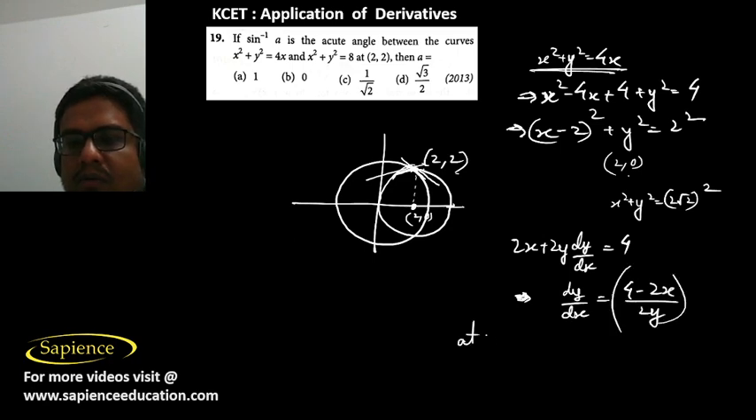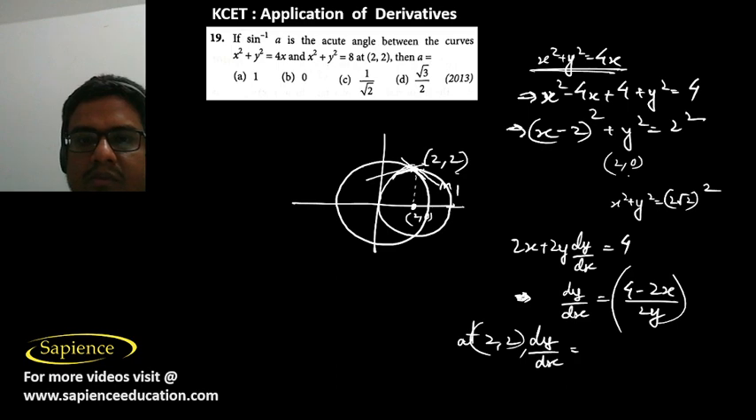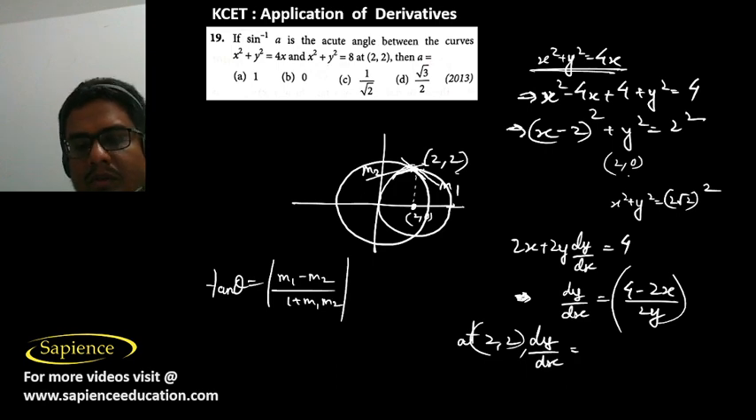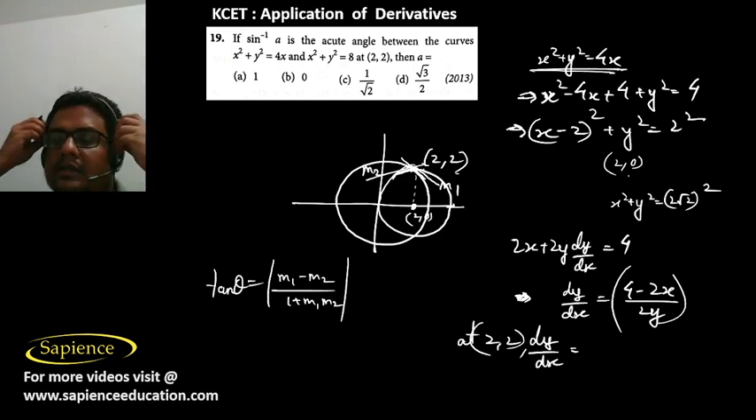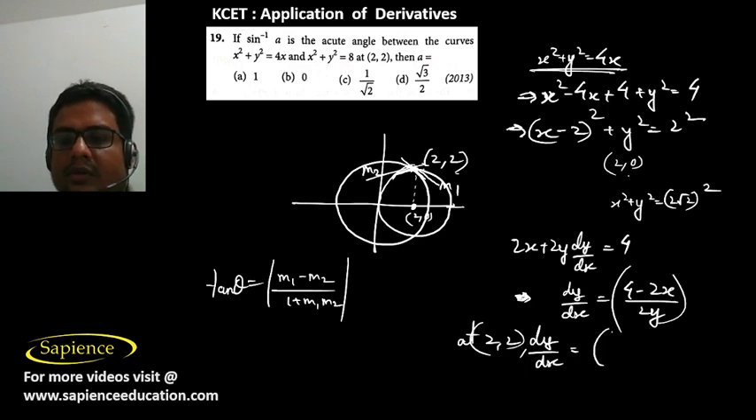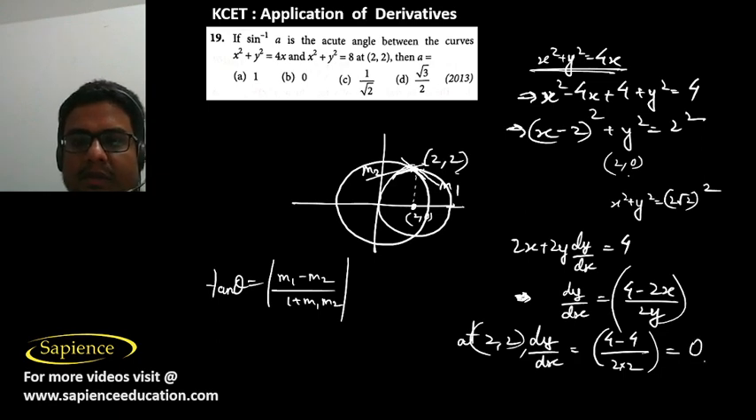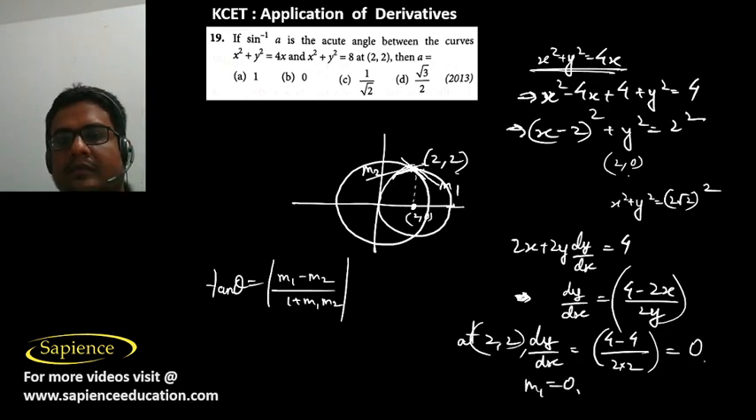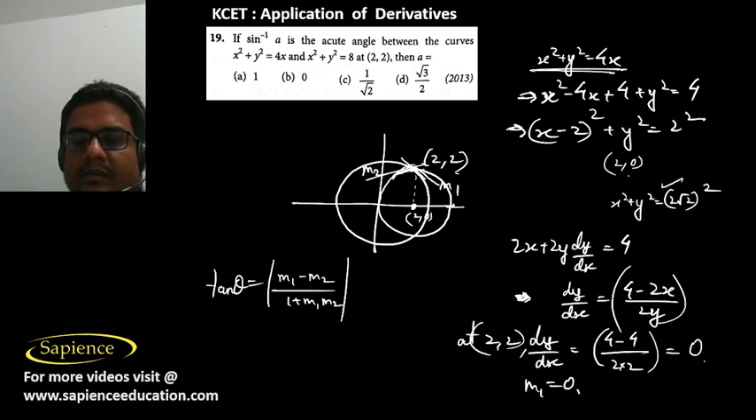So at 2 comma 2, dy by dx is how much? Suppose here the slope is m1, and this slope is m2. Then we can say that tan theta will be of m1 minus m2 by 1 plus m1 m2. So at 2 comma 2, dy by dx is 4 minus 4 by 4, that is 0. That means m1 is 0, and m2 is the slope at 2 comma 2 for this circle.